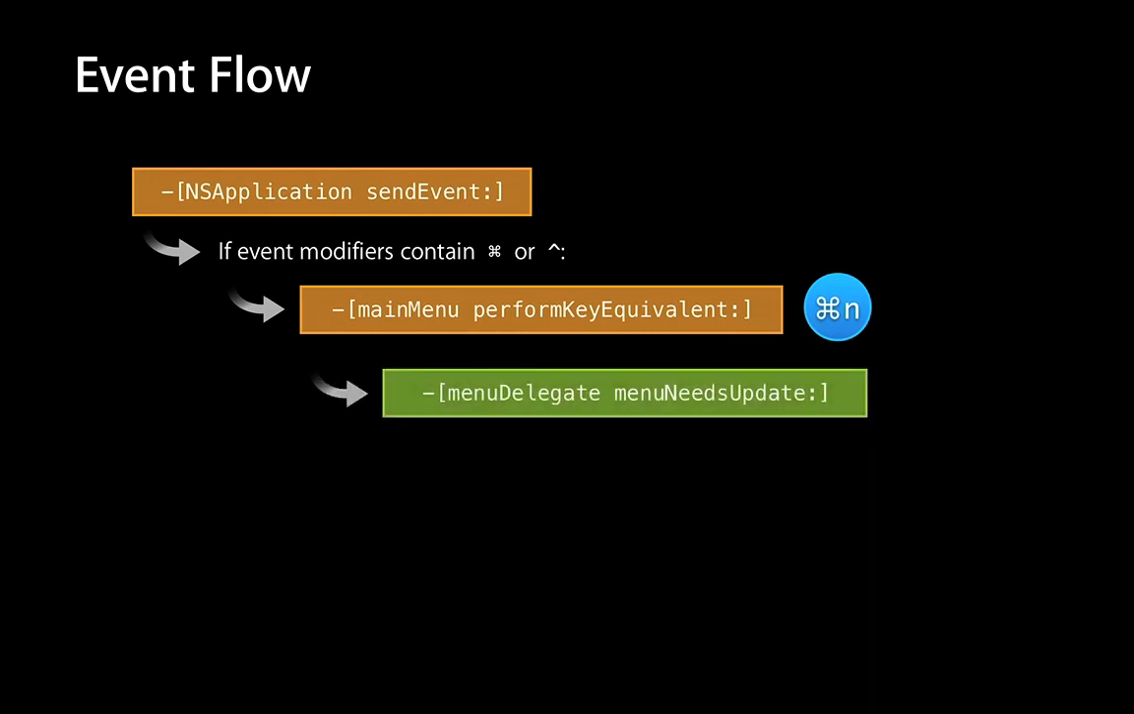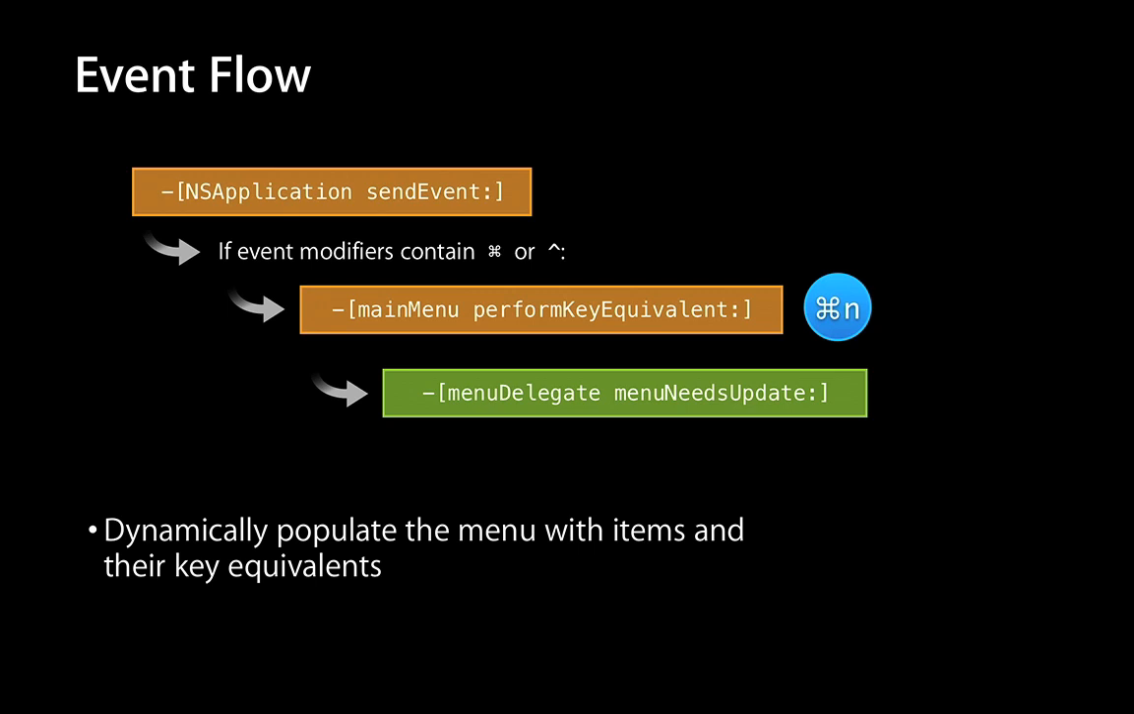Now, a better method to implement is menuNeedsUpdate. This is called not just for key equivalent handling, but also when the menu is opened, when it's searched for accessibility, when it's searched with Spotlight for help. So it's called in a number of places. And your delegate method should populate the menu with the menu items and their key equivalents. And then the frameworks will actually take responsibility for determining which items match the key equivalent, if any. So the onus is lifted off your application for determining which key equivalents match.